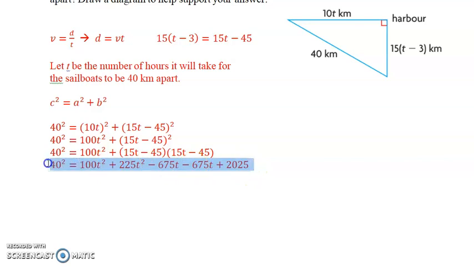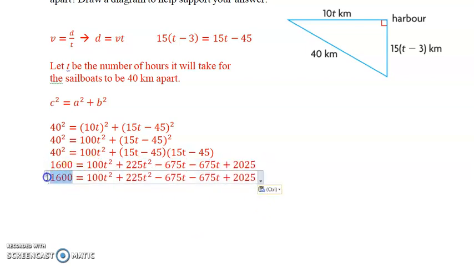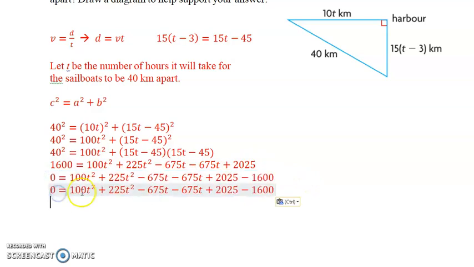Those two like terms in the middle, we're going to clean all this up. I could have done the 40 squared long ago, I'm sorry. 40 squared is 1600. We're going to take the 1600 over to the other side, so we subtract it from both sides. Now we clean up all the like terms. These two are like terms at the beginning, 100 plus 225, so that'll give us 325t squared. The two t terms come together, and that'll give us minus 1350t. And adding these together, that'll give us 425.